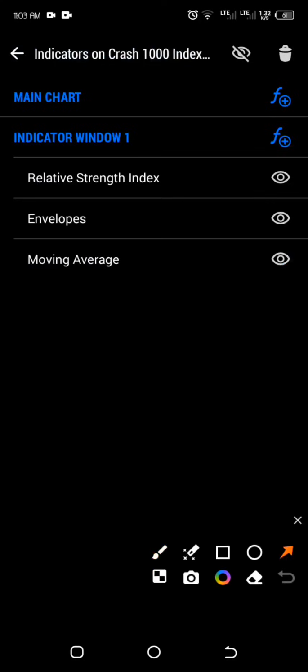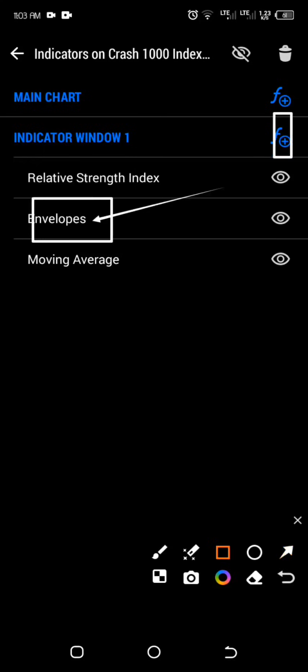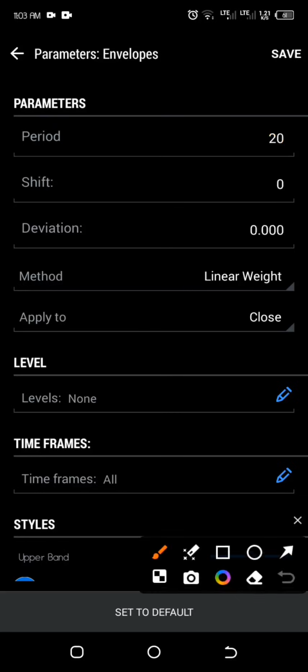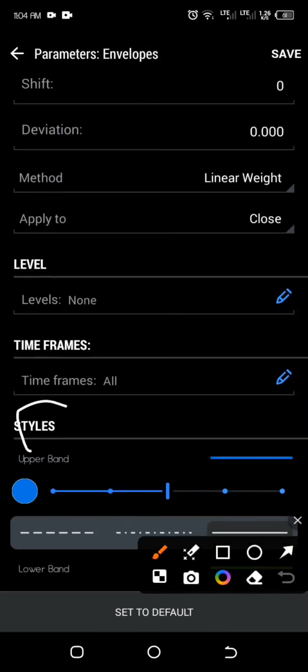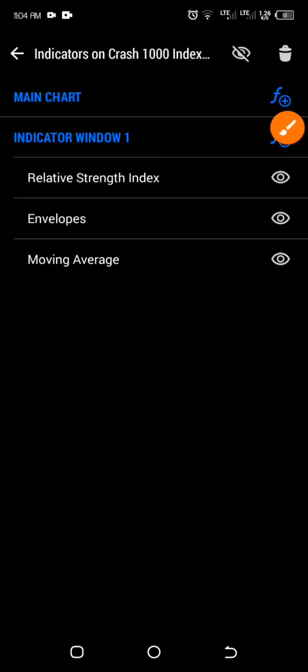Now moving on to the next indicator, which is going to be the envelope. How do we add this envelope? We click on this indicator with F plus, we search for envelope, and these are the parameters. The period is 20, shift is 0, deviation is 0.000, method is weighted, apply to close, and for the style, usually a color of choice, and click on save. So those are the settings we need for the envelope.